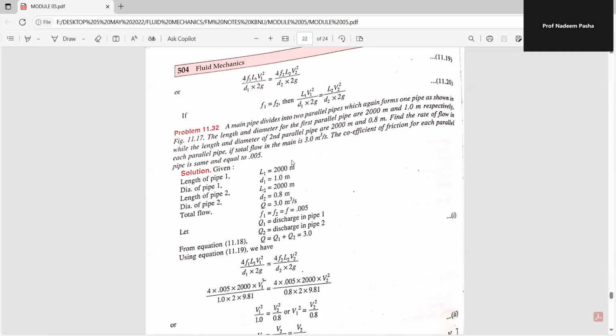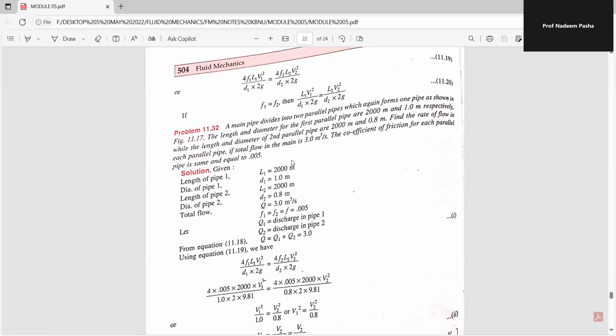You need to calculate Q1 as well as Q2. The total flow in the main, capital Q, is 3 meter cube per second. The coefficient of friction for each parallel pipe is the same and is equal to 0.005. So what are the things given to you? The coefficient of friction for pipes 1 and 2 is the same, equal to 0.005.